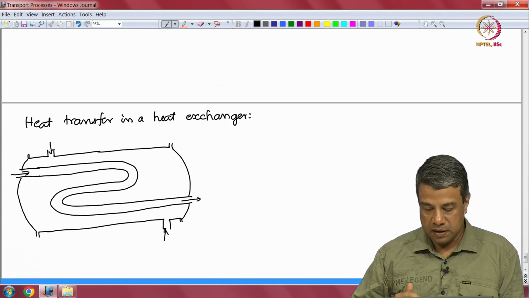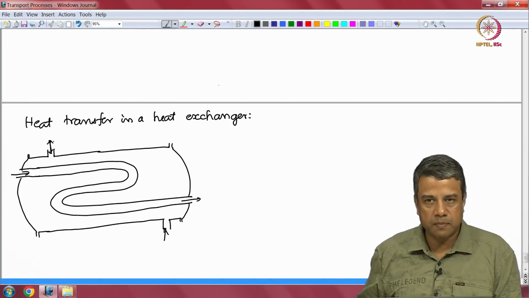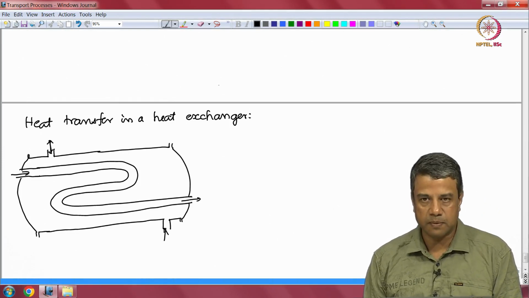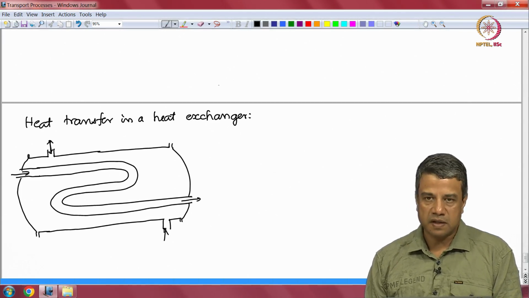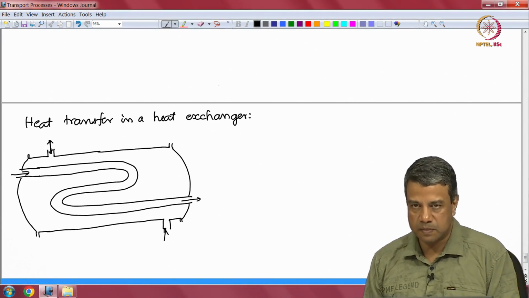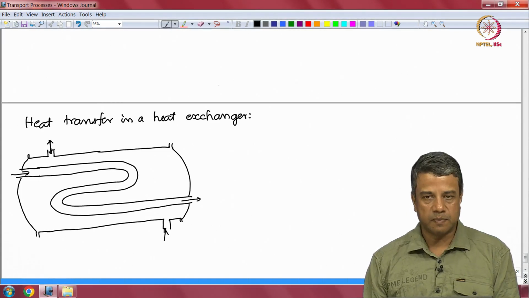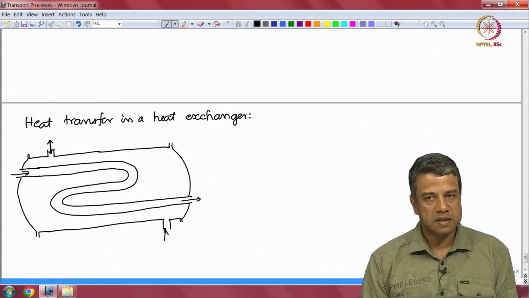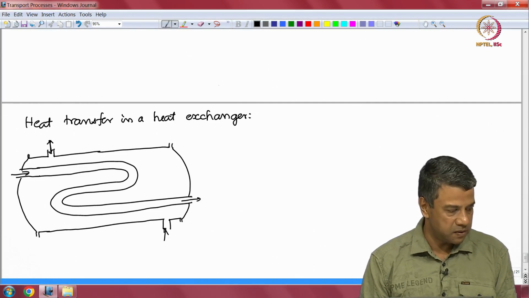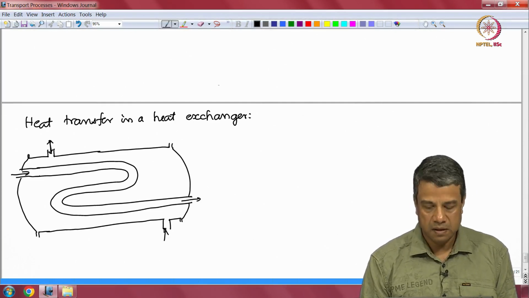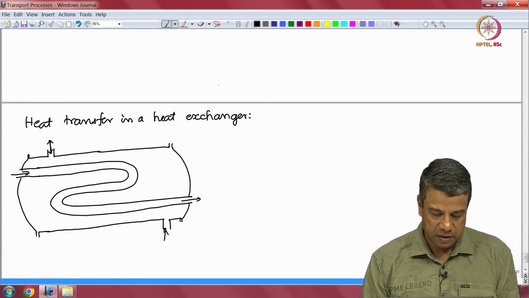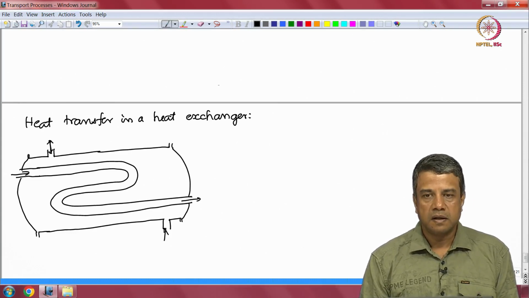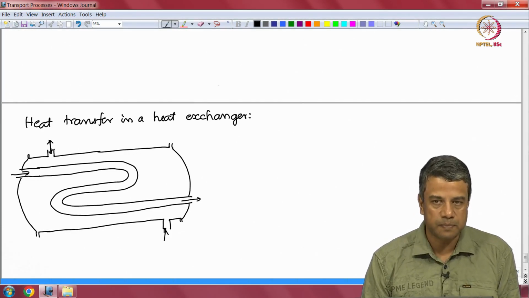Of course, the heat transfer rate will depend upon both the conduction across the pipe wall, conduction within the fluid on the shell and the tube side, and convection, that is, transport of fluid along the pipe, which is driven by a pressure drop across the pipe, as well as transport of fluid on the shell side. So, these are all the factors that will affect the rate of transport of heat across the heat exchanger.